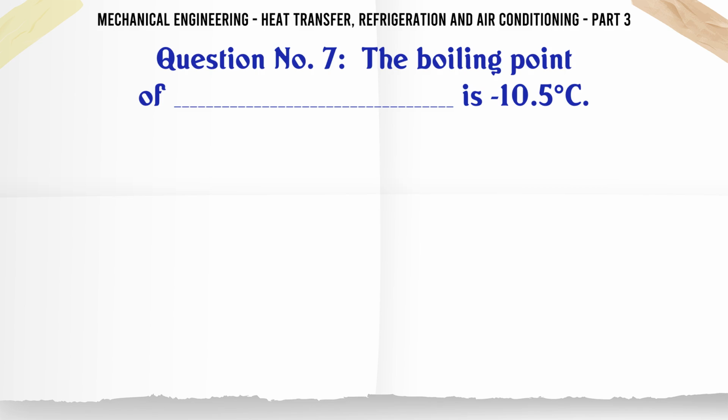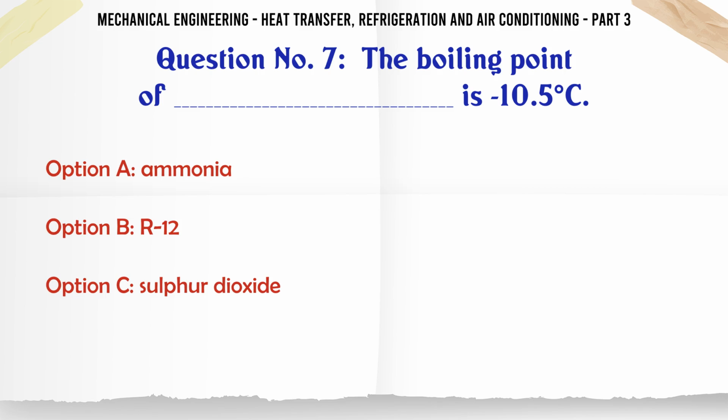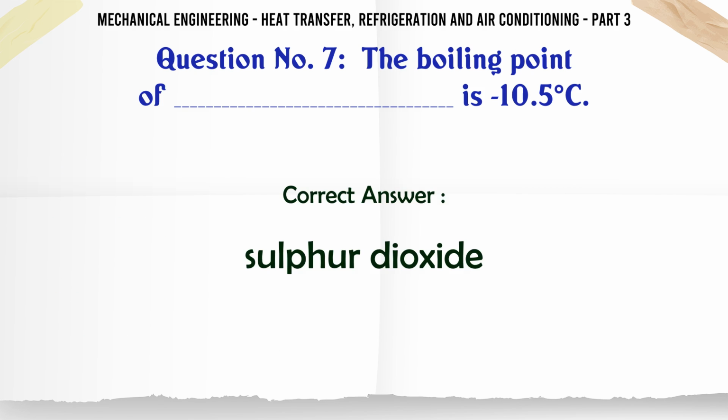The boiling point of is -10.5°C. A. Ammonia. B. R12. C. Sulfur dioxide. D. Carbon dioxide. The correct answer is sulfur dioxide.